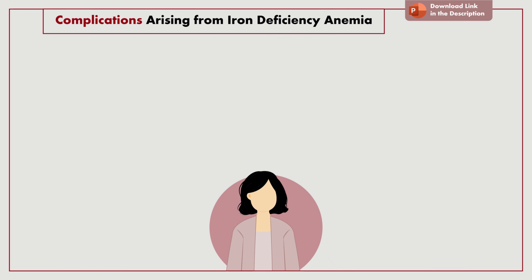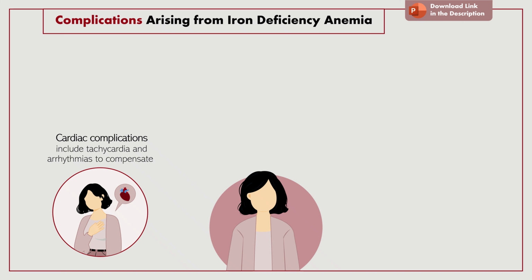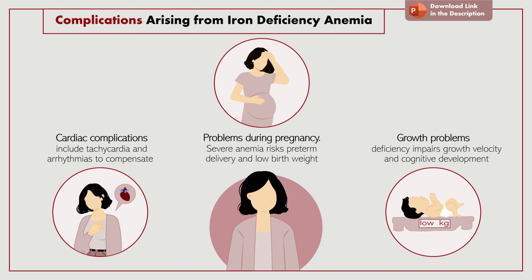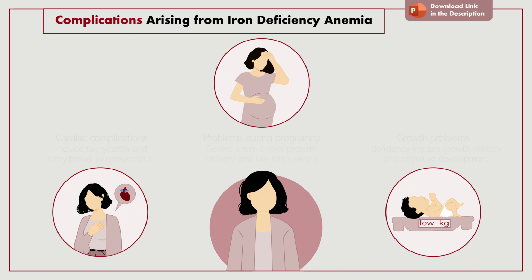Untreated iron deficiency anemia can lead to serious systemic complications across multiple organ systems. Cardiac complications include tachycardia and arrhythmias as the heart strains to compensate for reduced oxygen delivery, potentially leading to heart failure in severe cases. In pregnancy, severe anemia increases risks of preterm delivery by twofold and doubles the likelihood of low birth weight infants due to placental insufficiency. For children, chronic deficiency impairs growth velocity and cognitive development, with potential long-term neurodevelopmental consequences.